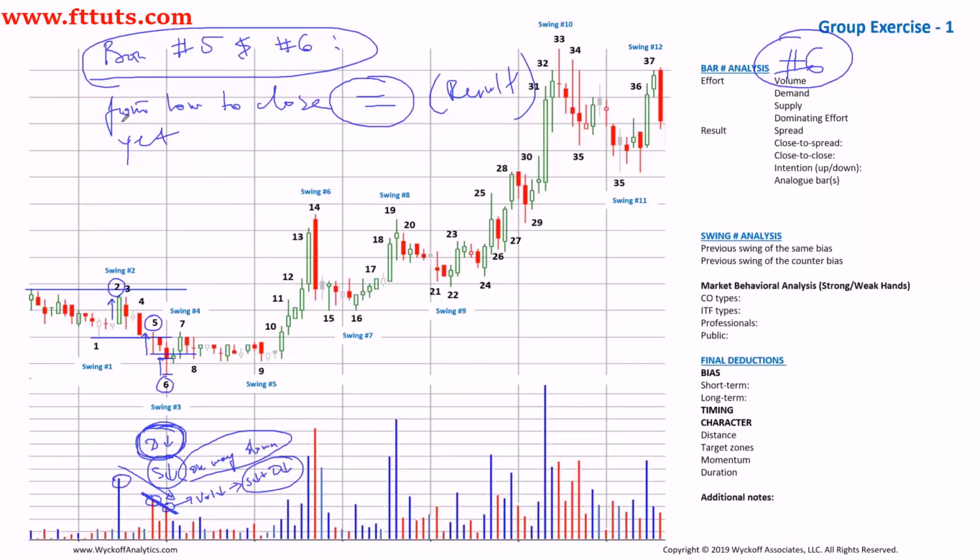So the distance then that bar number 5 and bar number 6 travel from the low to the close happens on diminishing effort to the upside. So the question is, is this rally from the low to the close on bar number 6 an easier move to the upside than on bar number 5? Yes. Do you guys see that?